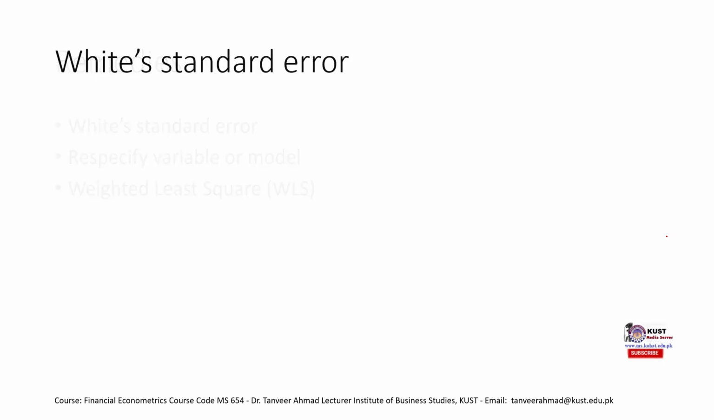Starting with White standard errors, it is the easiest one. It is called robust standard error. By the way, again, we do not need to understand the formula or the method because we are going to see this in applied form in the software. There would be an option while we are running the OLS regression of robust standard error. We are just going to take that option and it would give us robust standard errors.